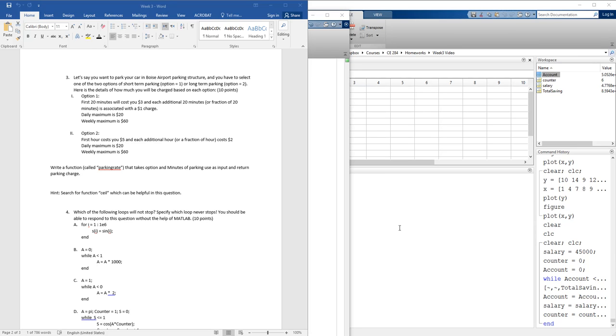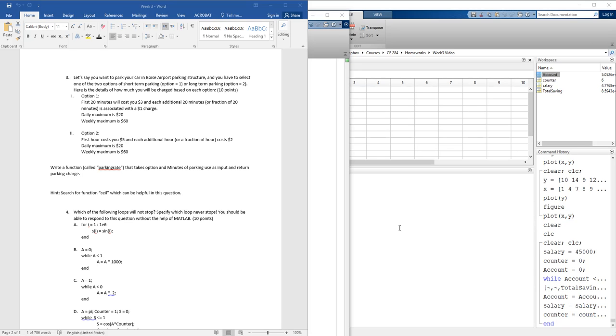So if you choose option 1, each first 20 minutes will cost you $3, and each additional 20 minutes, or even fraction of 20 minutes. So if you have 21 minutes, that means that you had 20 minutes, so that's $3, and then you have another minute, which is within the section of second 20 minutes, so that's another $1. 3 plus 1 is $4. If you have 45 minutes, you have 2 sections of 20 minutes, so that's 3 first, 1 for the second section, and then you have another 5 minutes, which goes to the third section and becomes another $1. So that would be $5.